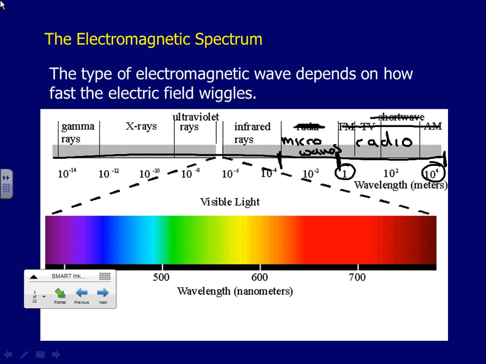10 to the minus 4 up to 10 to the minus 6. Infrared rays, you could write that down as just IR. You might know that as IR, infrared. All right, infrared. So this says 10 to the negative 4 to 10 to the negative 6. So the waves are getting very tiny now, right? We're phenomenally small.